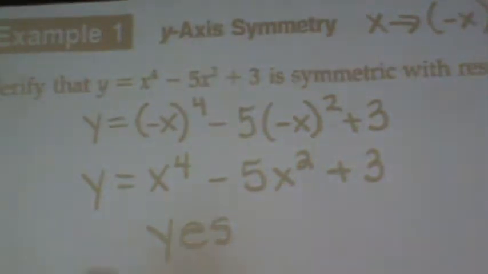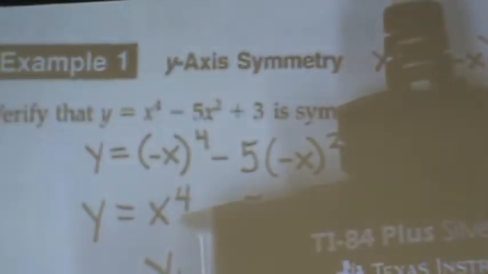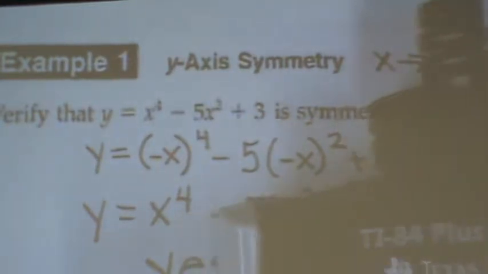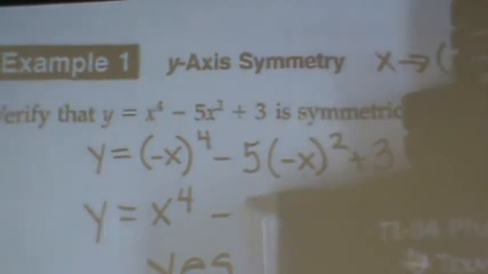Now, what if I asked you to graph this? What would you do? I would type in my calculator, I would type in x to the 4th minus 5x squared, and then plus 3. You could just look on my calculator here. Okay, that is the picture. If I were to fold this on the y-axis, does it appear that the left and the right side match? It does. So the picture, what you do is fold it along the y-axis.